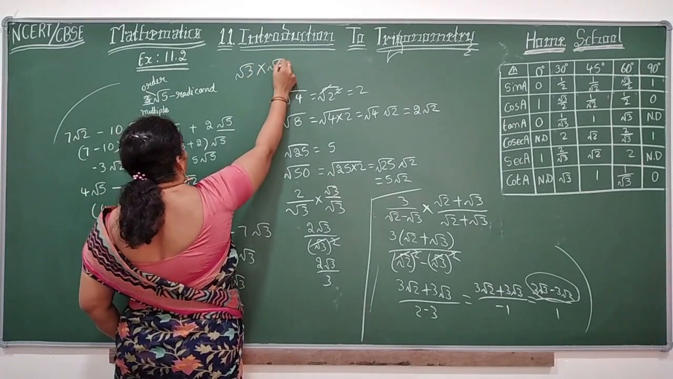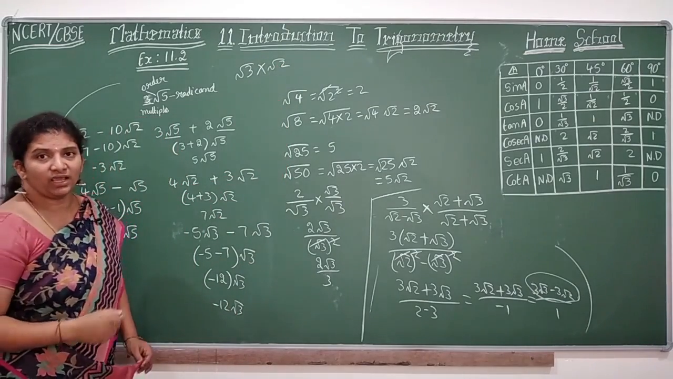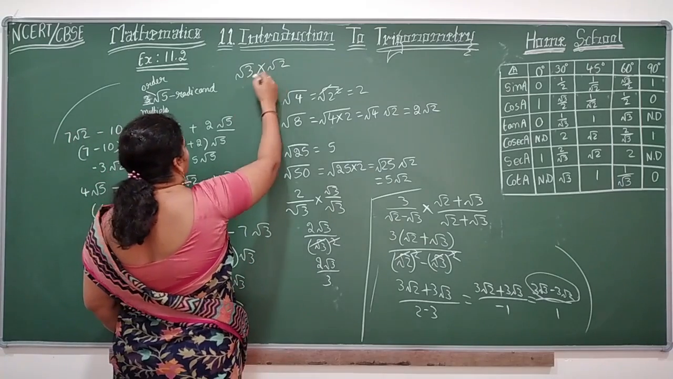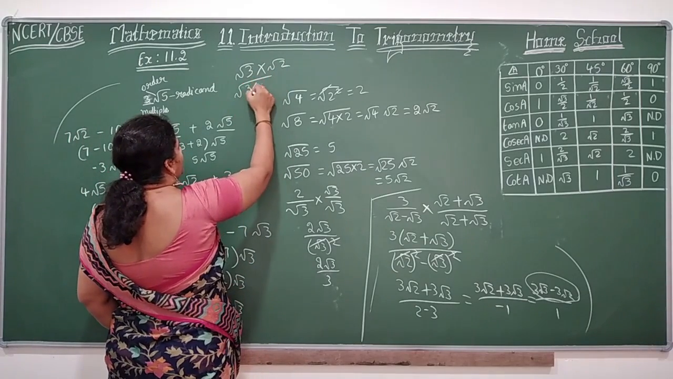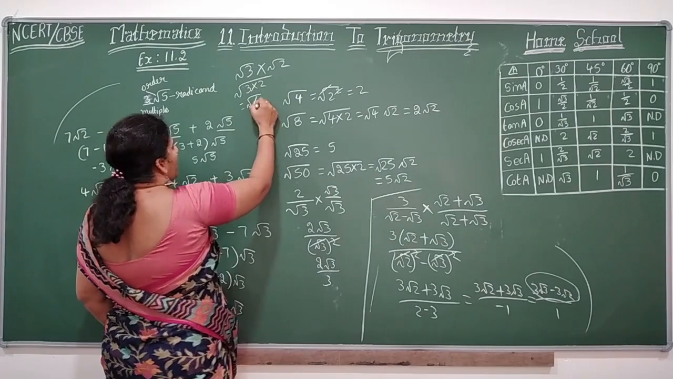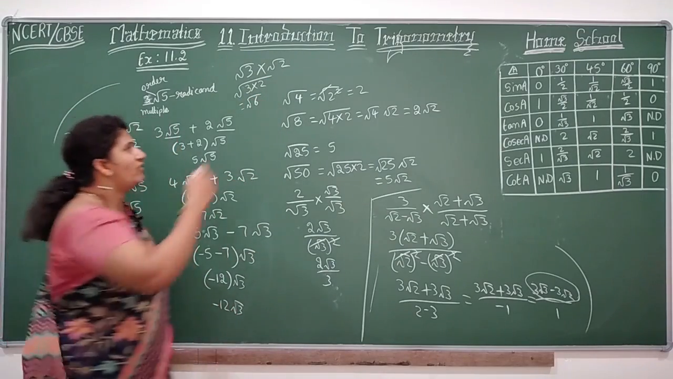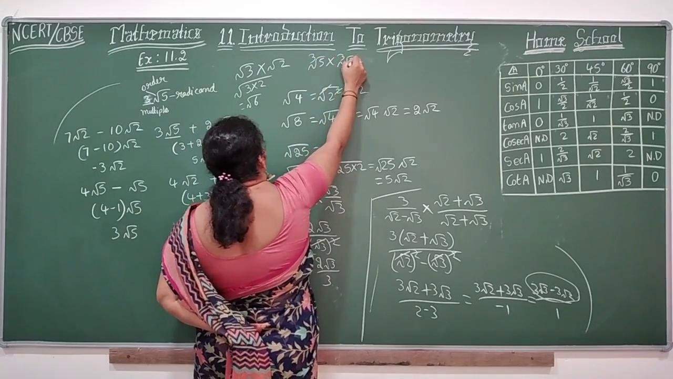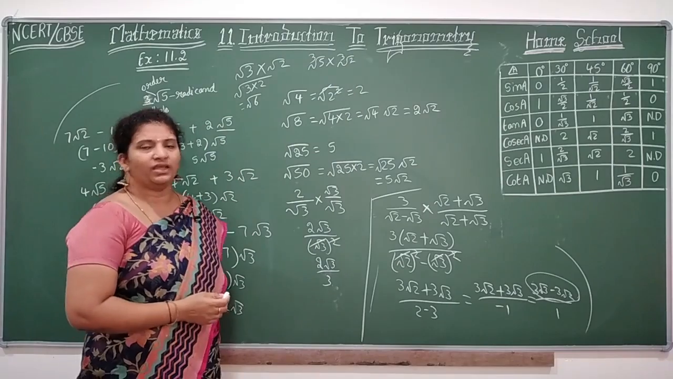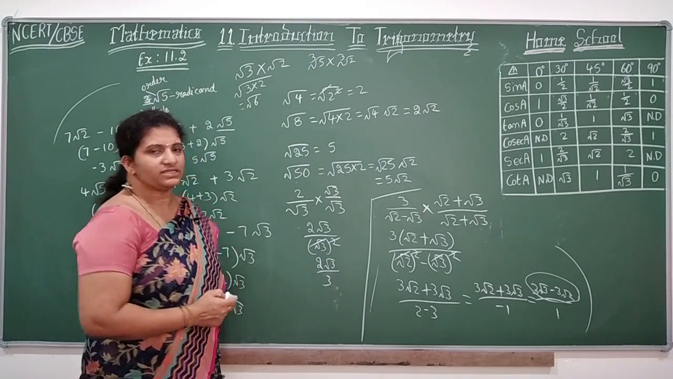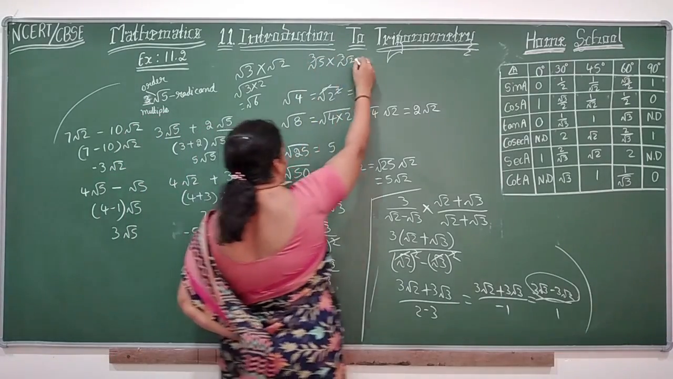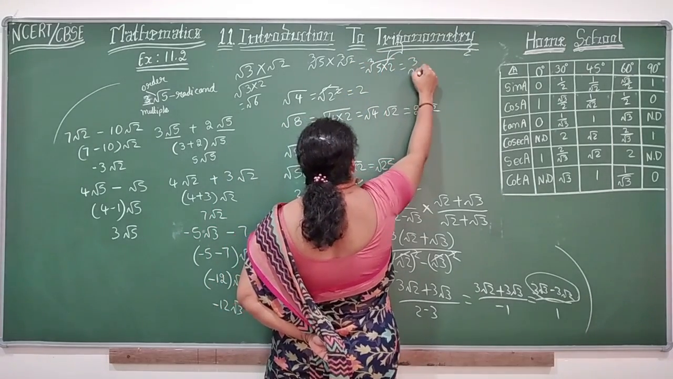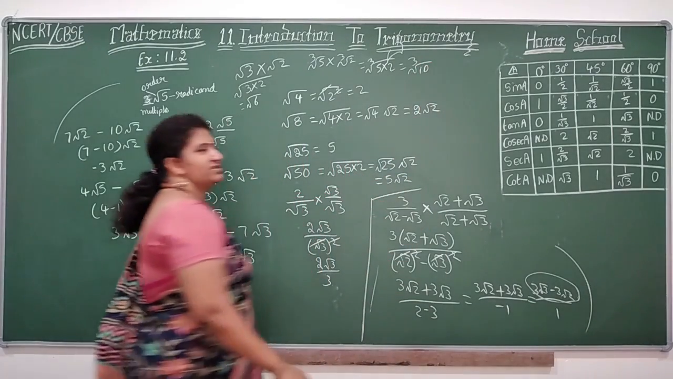Root 3 into root 2. When can I multiply? Only if the order is the same can we multiply directly. So root 3 into root 2, take it in a single root. 3 into 2 will be square root of 6. Then one more, cube root 5 into cube root 2. Can you multiply these two? Yes, the order is the same. The order is 3. That is cube root of 5 into 2, cube root of 10 is your answer.